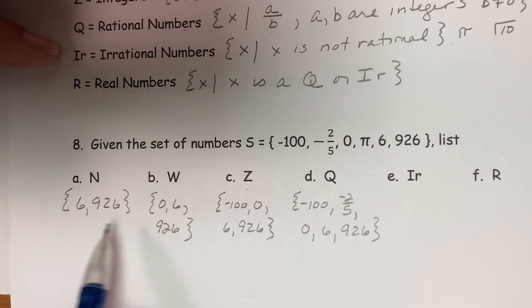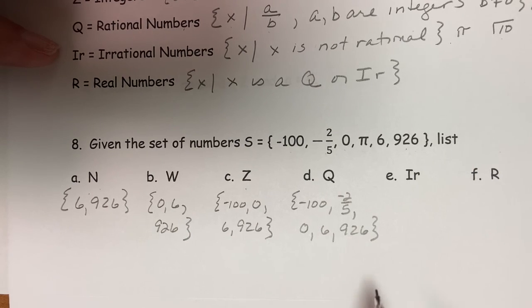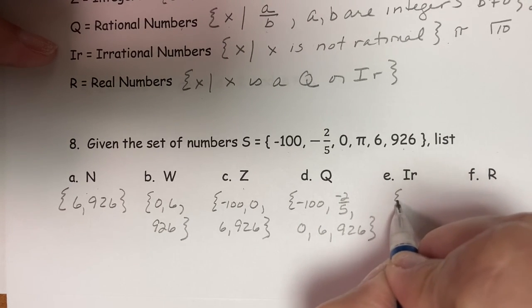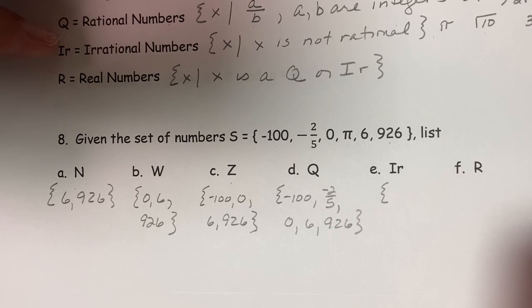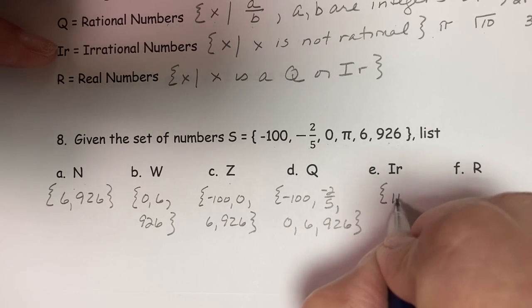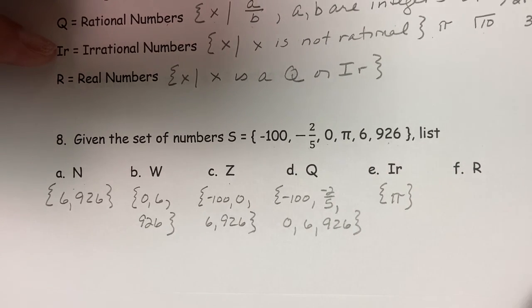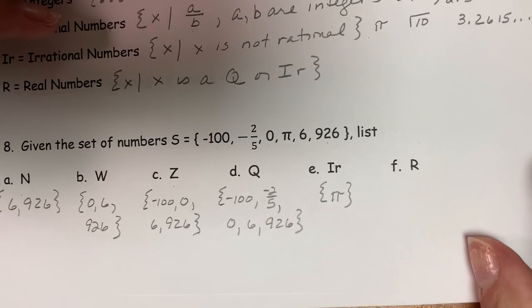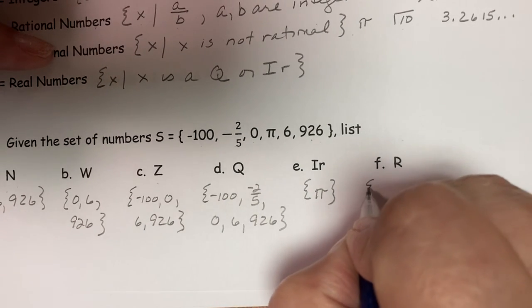So notice each one of these first sets builds. But then irrational numbers are the weird ones. There's only one irrational number in that set, and it is pi. It is a number that can't be written as a fraction. And then, of course, real numbers is all of them.